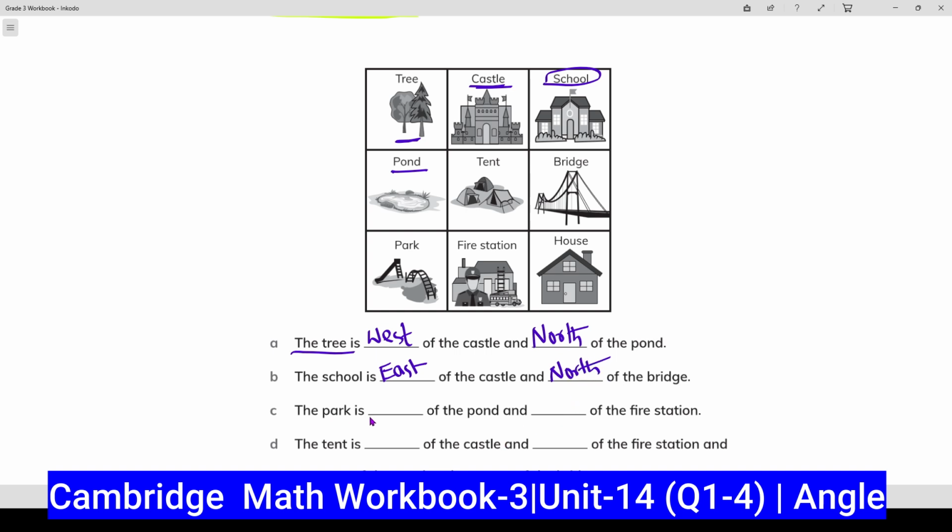Okay. The park is, where is the park? This is the park. The park is dash of the pond. So south of the pond, because this is the bottom side. South of the pond, and dash of the fire station.